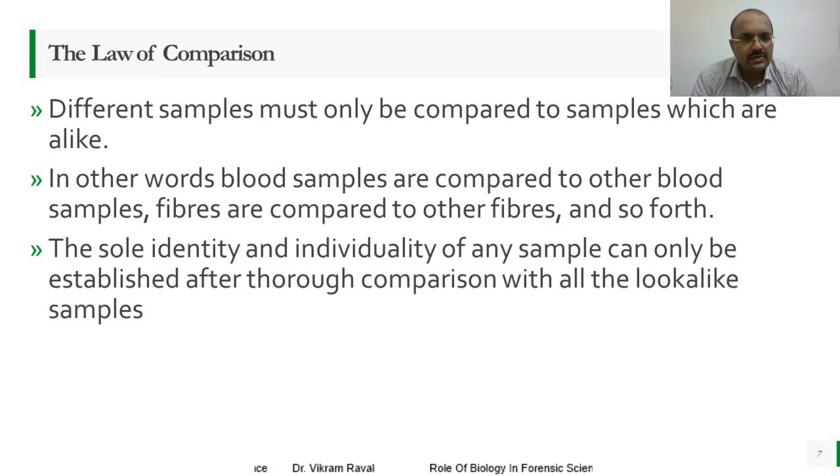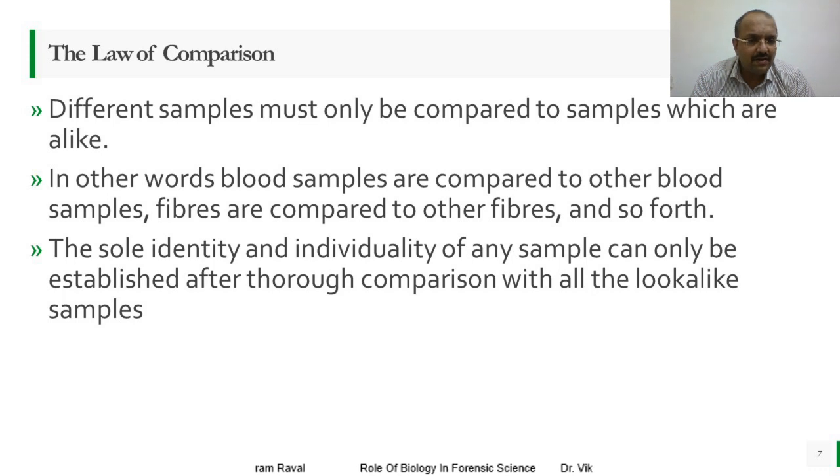Different samples must only be compared to samples which are alike. I cannot compare a dog and a giraffe, right? So the samples which are obtained must be analyzed and compared to samples which are similar-looking, or look-alike. If I am comparing blood, I should compare blood samples with other blood samples. There is no point in comparing blood samples with a sweat sample, a semen sample, or any other body fluids. So in other words, blood samples are compared to blood.